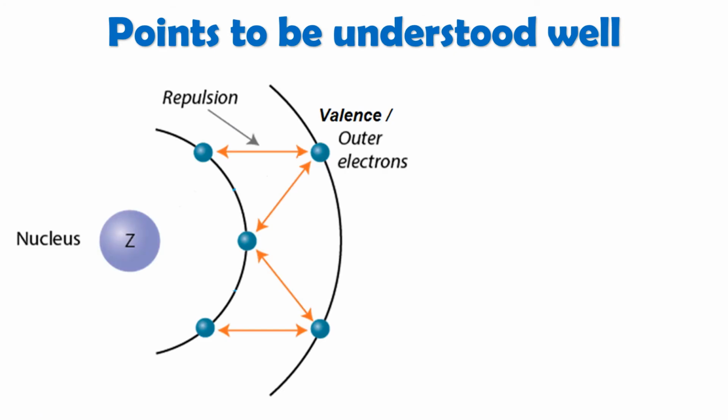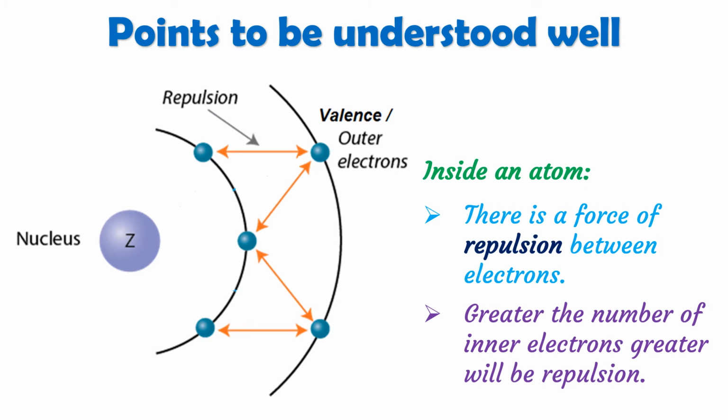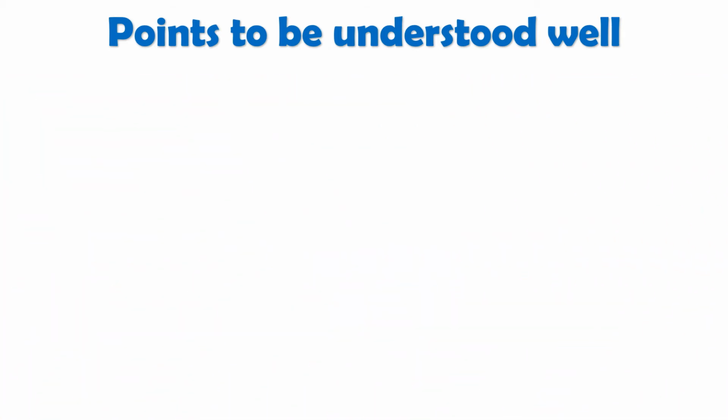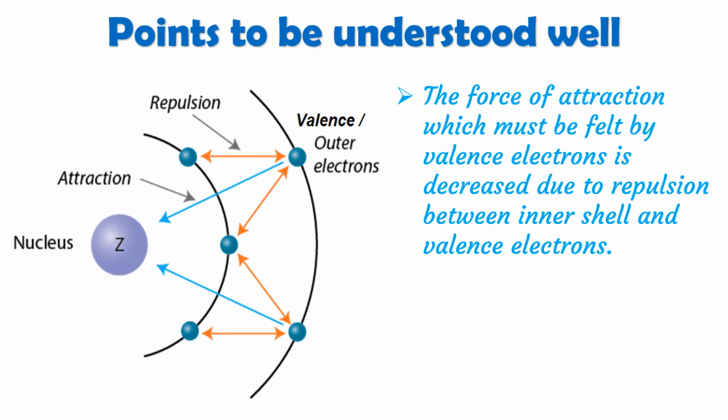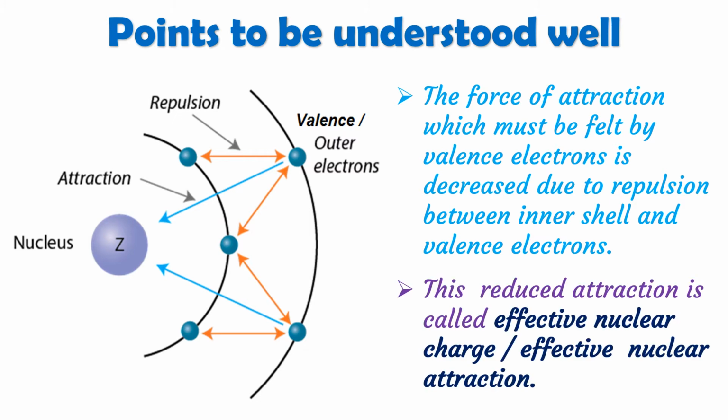Similarly, there is a force of repulsion between electrons. The greater the number of inner electrons, the greater will be the repulsion between inner shell electrons and valence shell electrons. The force of attraction felt by a valence electron is decreased due to repulsion between inner shell and valence shell electrons. This reduced attraction is called effective nuclear charge or effective nuclear attraction.